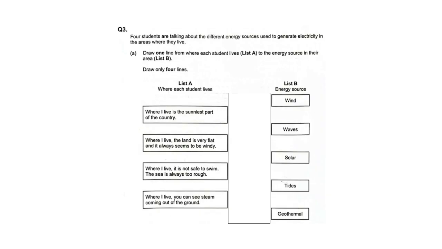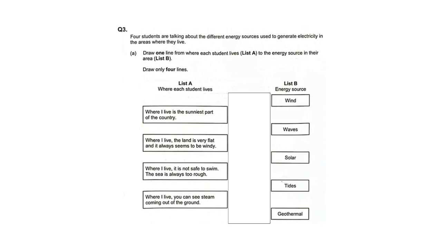Then 4 students are talking about the different energy sources used to generate electricity in the areas where they live. The first one lives in the sunniest part of the country, so the energy source is probably going to be solar panels, or solar. The second one lives in a land that's very flat and it always seems to be windy. They're going to use wind energy. The third one lives in a place where it's not safe to swim because the sea is always too rough. So that's probably going to use wave energy.